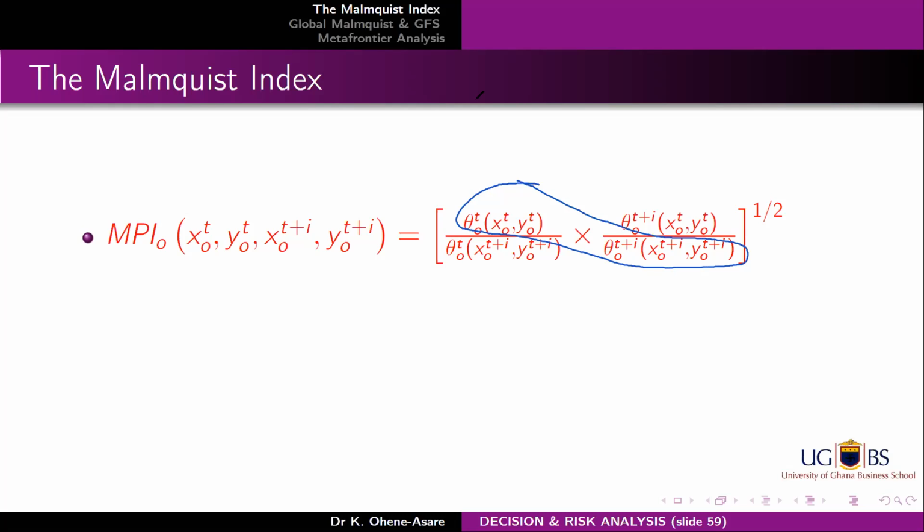And then the cross diagonals. Sorry, these are the right diagonals, from left to right, are the own period efficiencies. And then the upward sloping diagonals are the cross period efficiencies. So you just have to get a trick of remembering them. If it was distance function, everything would be reciprocals, and there's no problem with that.